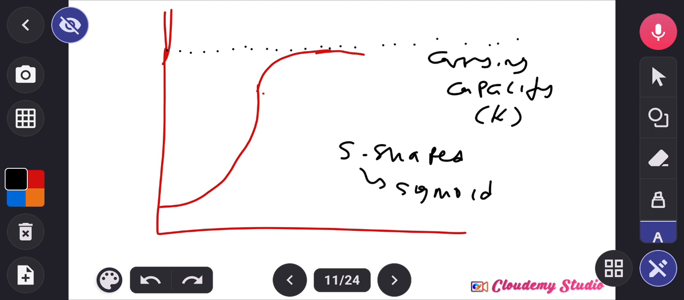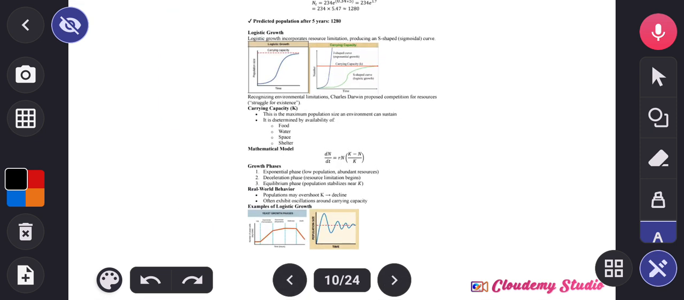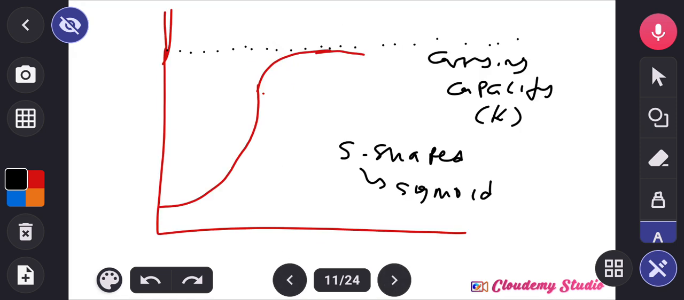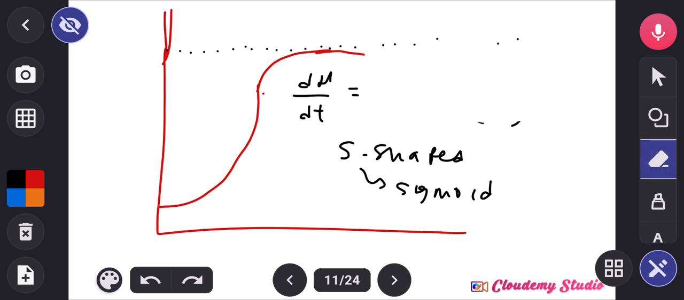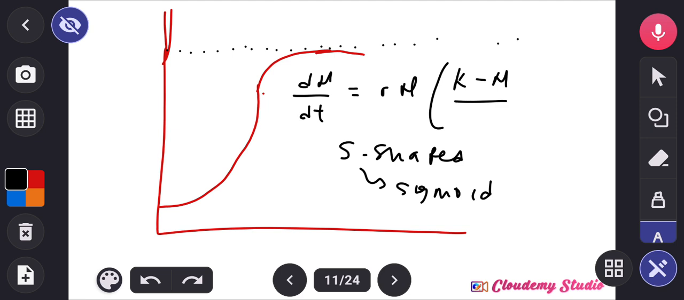sigmoid shaped. You understand? Now, the formula for calculating this particular logistic growth is given as dN/dt equals rN, multiplied by (K minus N) over K. What is our K? Our K is the carrying capacity. So carrying capacity is that point at which the environment cannot take more than that population. You understand? Let's take an example.